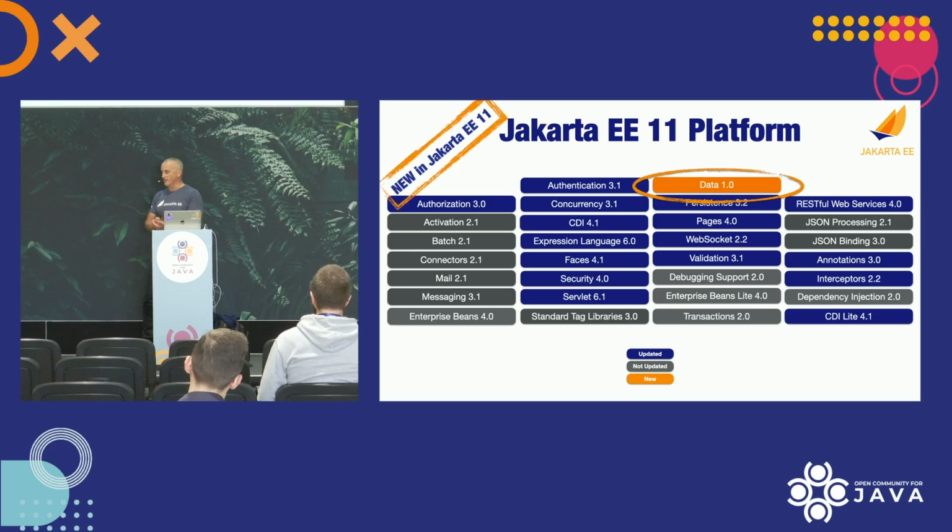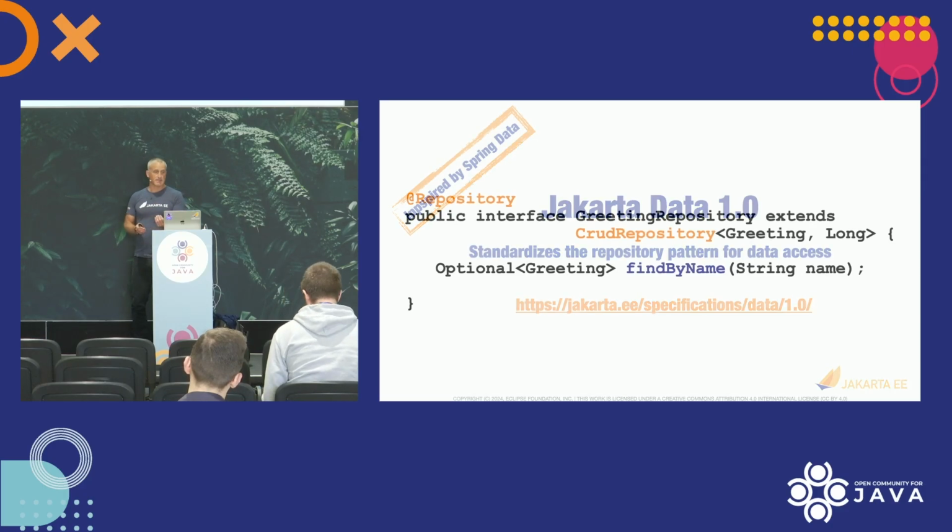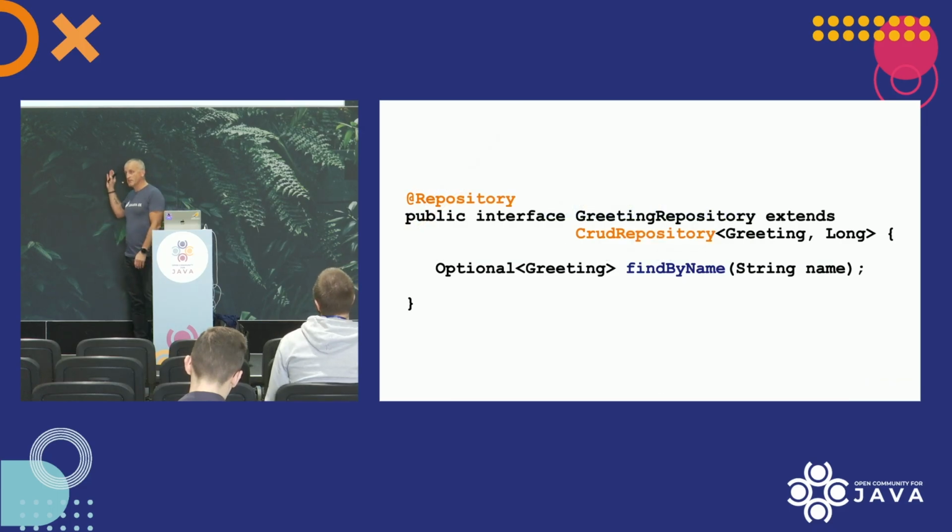We're adding Data in Jakarta 11, and Data is very much inspired by Spring Data. It standardizes the repository pattern for data access. And if you look at this code, if you're a Spring developer, you would say, yeah, I know this. This is Spring Data. But it's not. No, it's Jakarta Data.